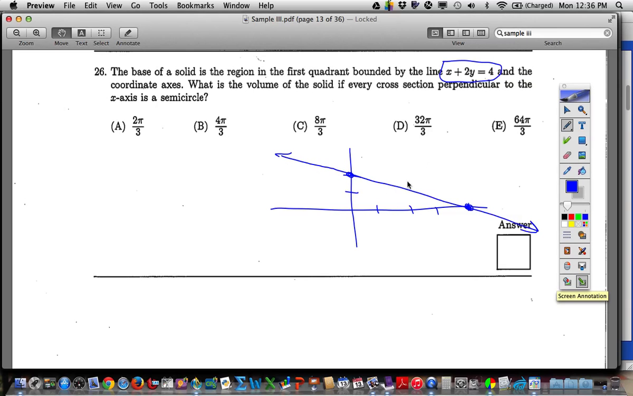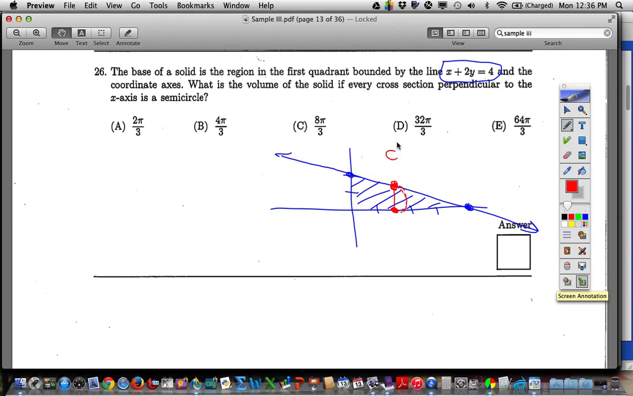And it says it's in the first quadrant. It's bounded by the coordinate axis, I guess is what it says. So here's our region. And it says the slices are perpendicular to the x-axis, so they're going to be this way. And that is, imagine a semicircle coming up off the page like so. That's your diameter right there.